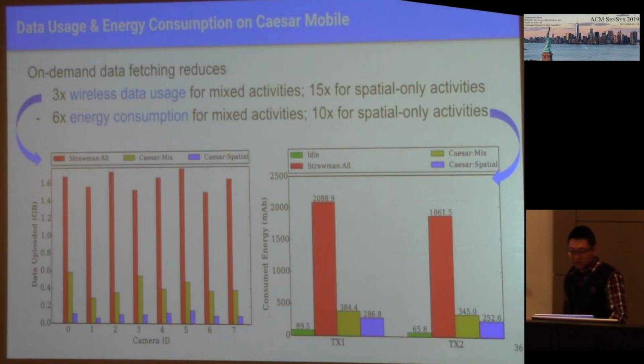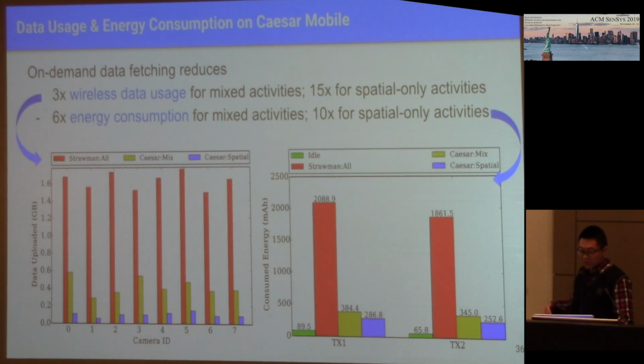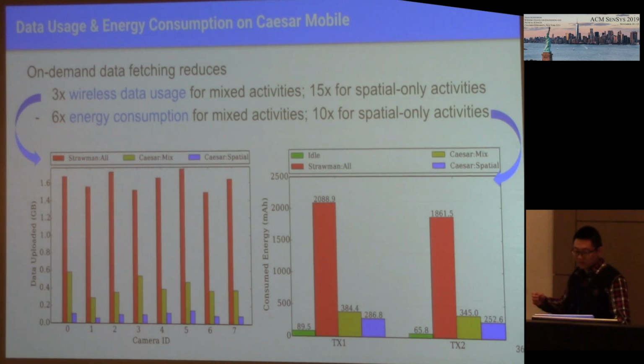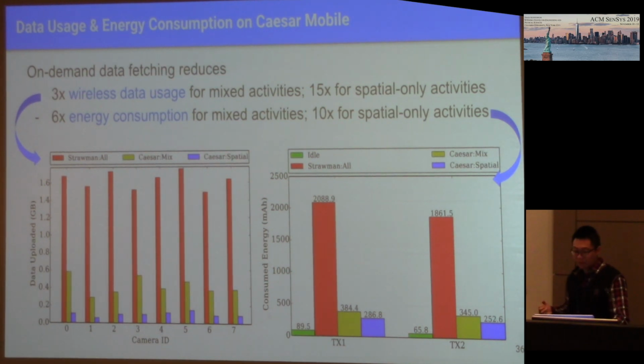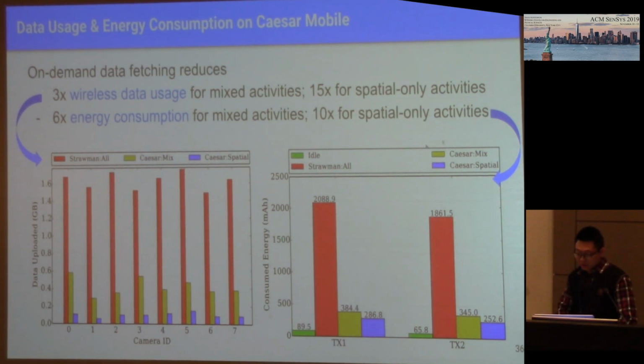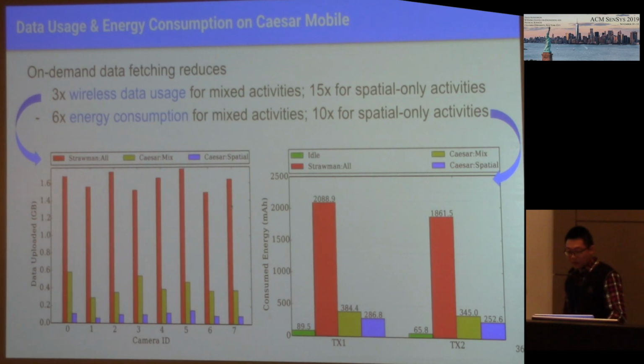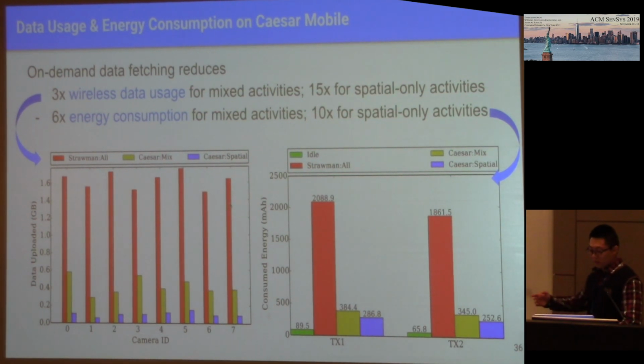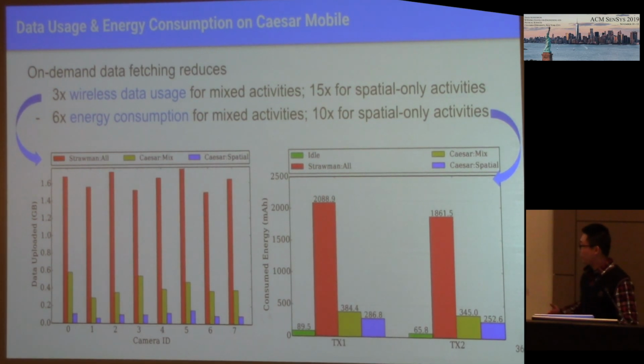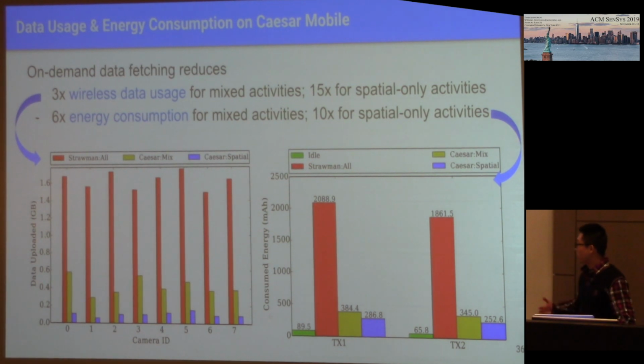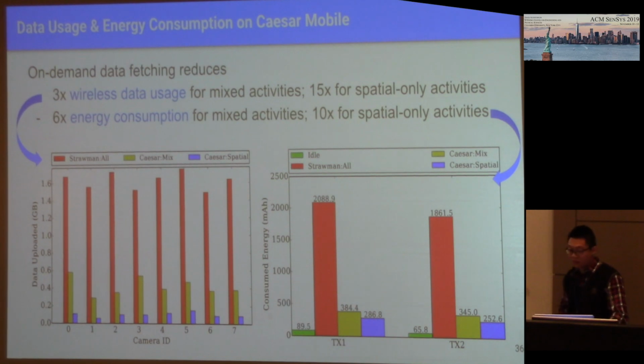For data usage, because the mobile just needs to upload the box most of the time, it saves a lot of mobile data. And also on the right side, you can see because Caesar has lazy matching, it becomes much faster. So the mobile doesn't have to wait, so it will run much shorter time than the strawman, and also saves energy.